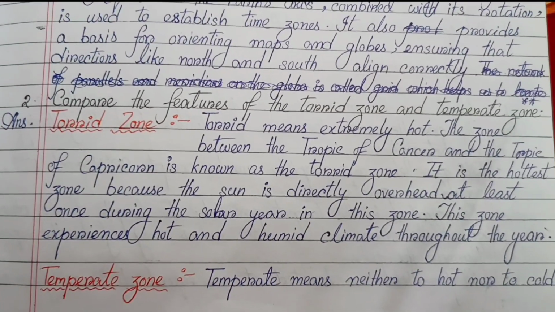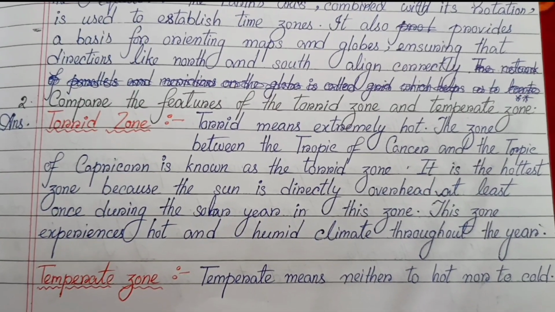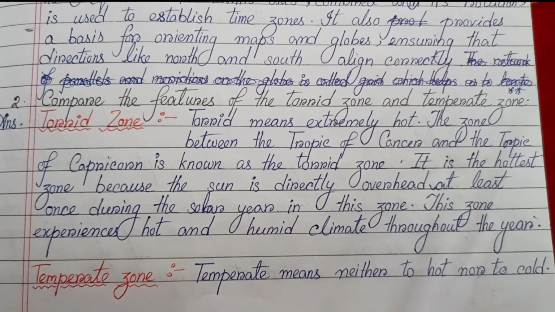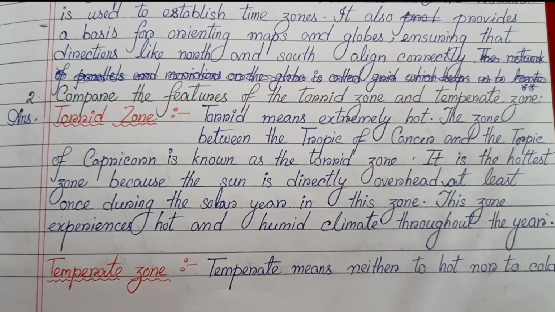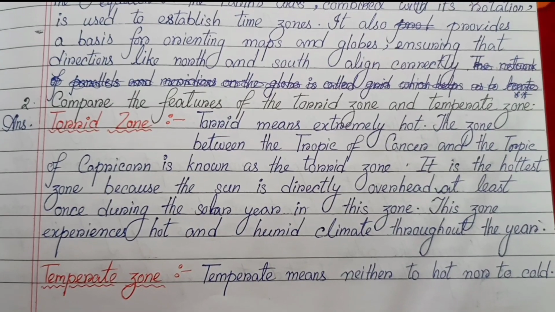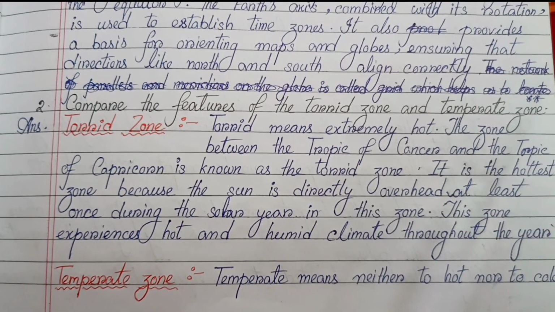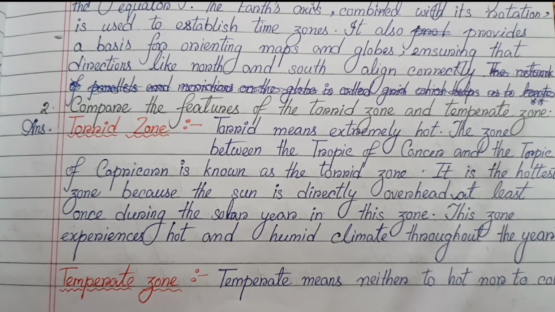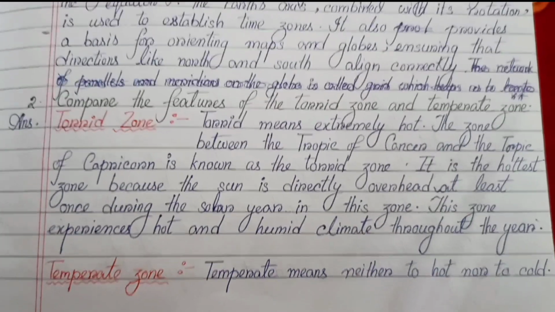Number 2, compare the features of the torrid zone and temperate zone. Torrid zone. Torrid means extremely hot. The zone between the Tropic of Cancer and the Tropic of Capricorn is known as the torrid zone. It is the hottest zone because the sun is directly over it at least once during the solar year in this zone. This zone experiences hot and humid climate throughout the year.